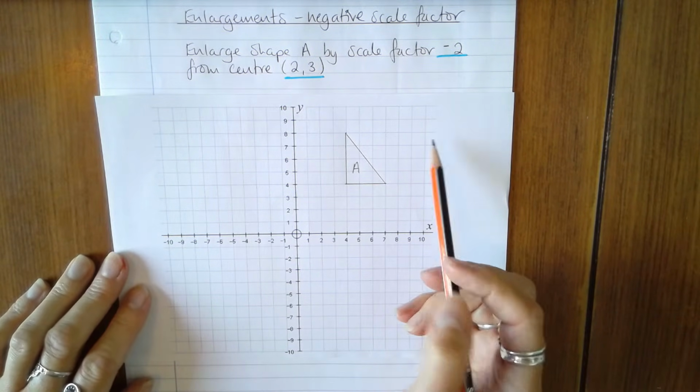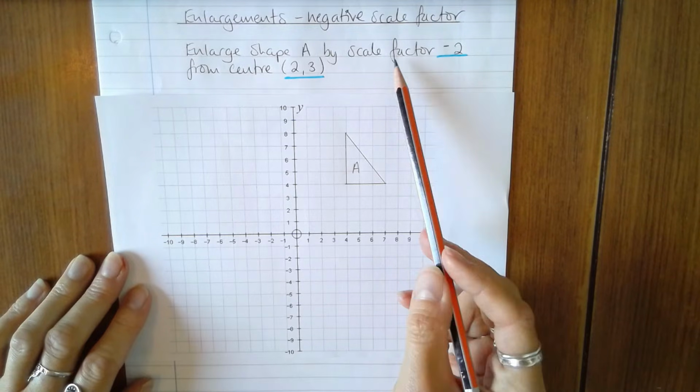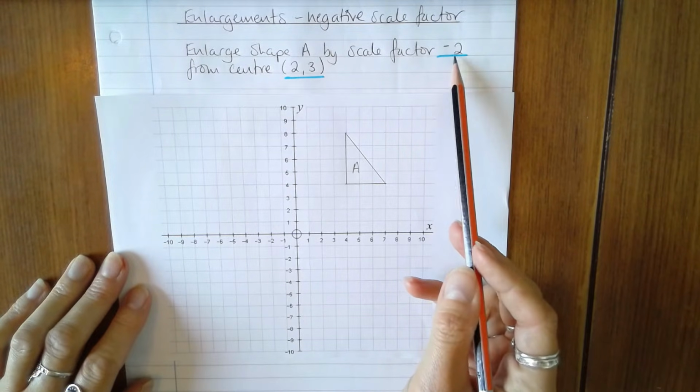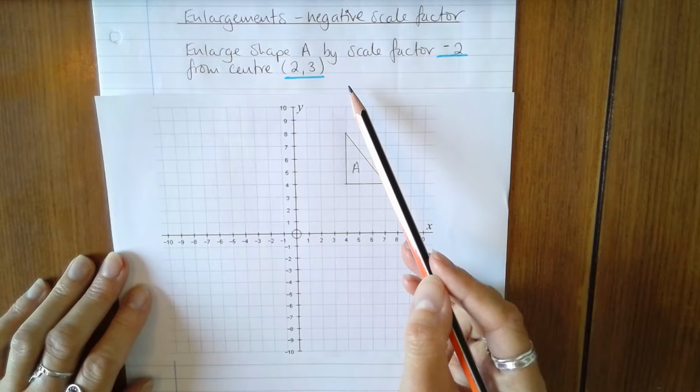In this question, you're asked to enlarge shape A by scale factor -2 from centre (2, 3).